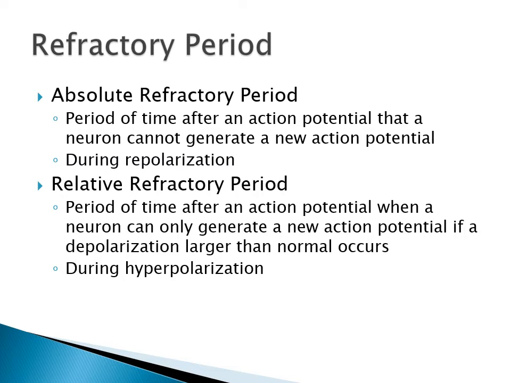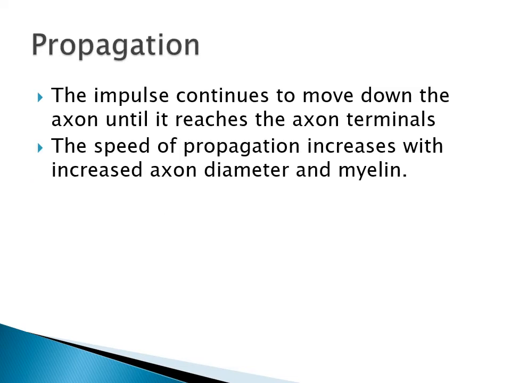This relative refractory period takes place during hyperpolarization. So what happens is this whole idea of the action potential that we've been talking about, we're looking at one little section of the axon where this is taking place. While this depolarization takes place at one spot in the axon, it then has to continue that signal all the way down the axon until it reaches the axon terminals.